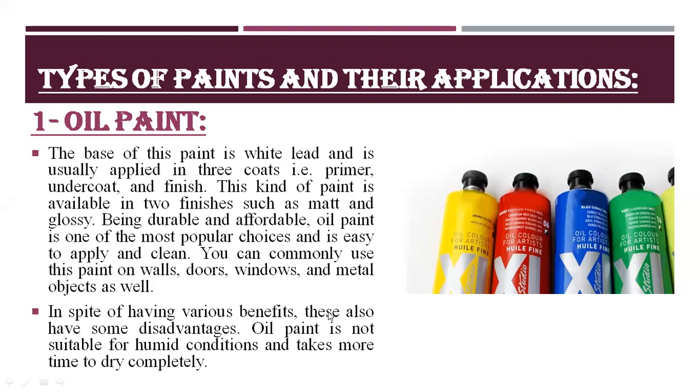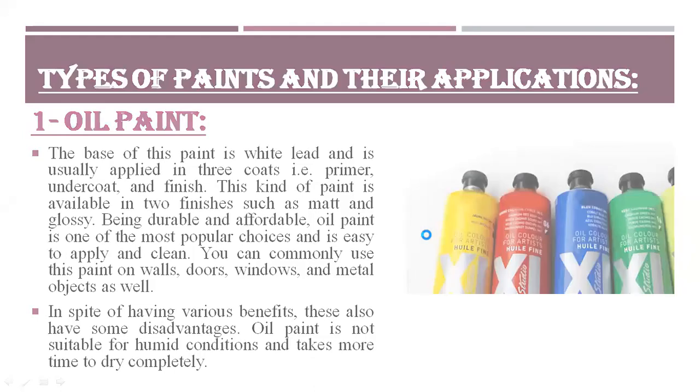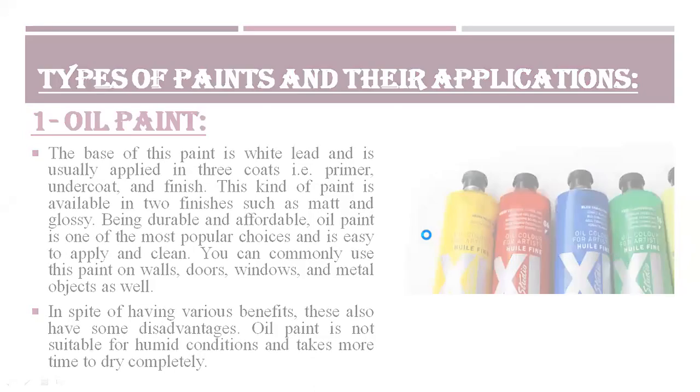Oil paint. The base of this paint is white lead and is usually applied in 3 coats: primer, undercoat, and finish. This kind of paint is available in 2 finishes such as matte and glossy. Being durable and affordable, oil paint is one of the most popular choices and it is easy to apply and clean. We can commonly use this paint on walls, doors, windows, and metal objects as well.